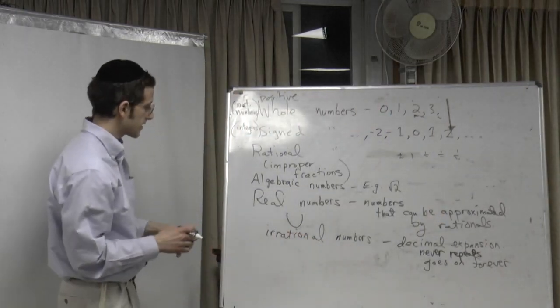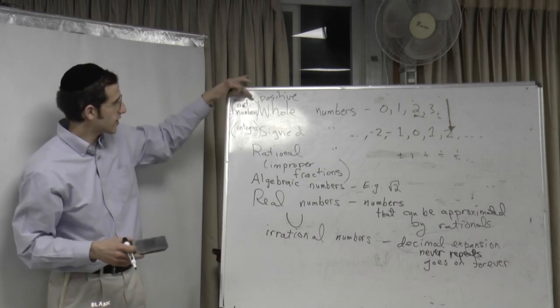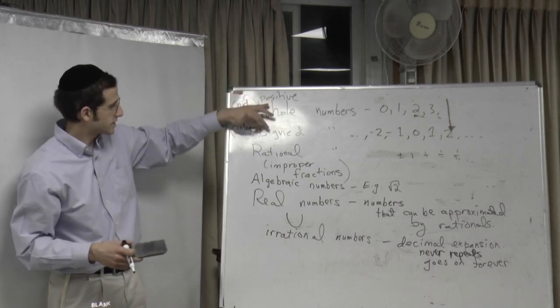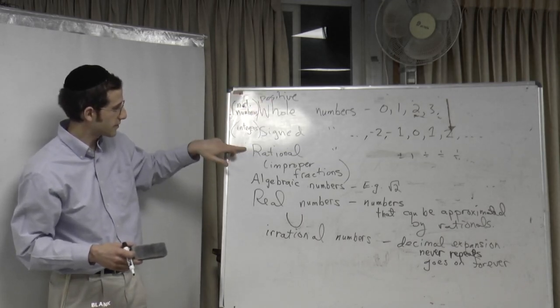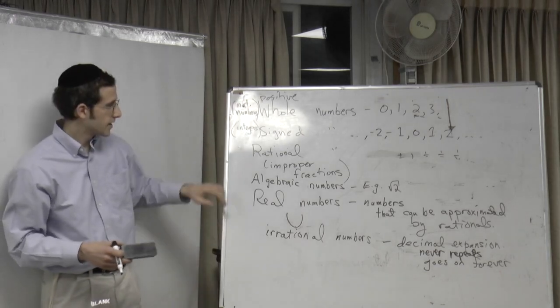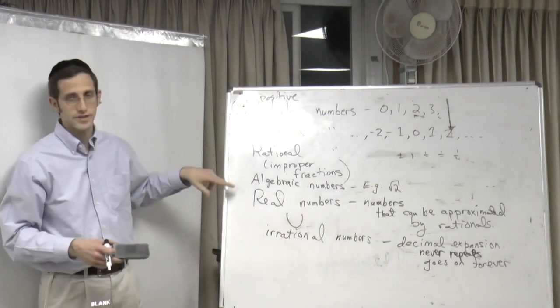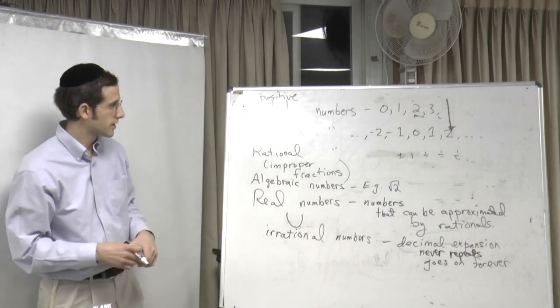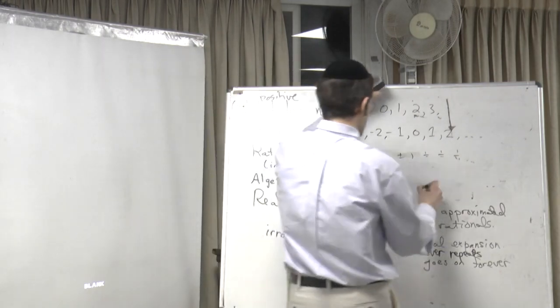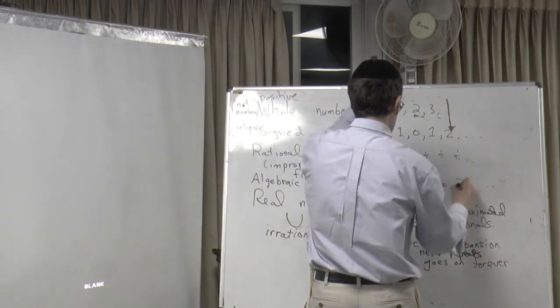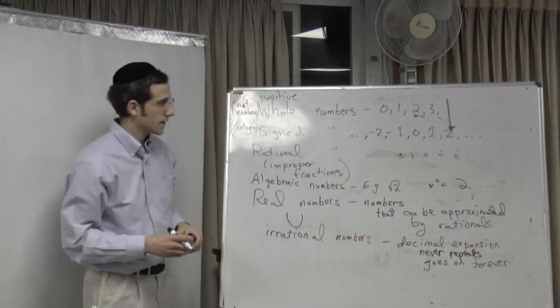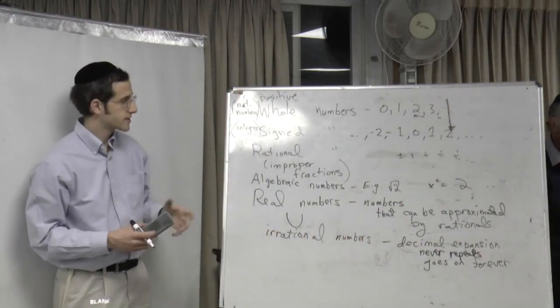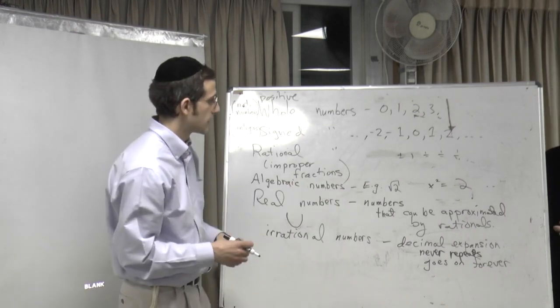Okay, and the idea is that it's pretty easy to talk about whole numbers or integers or rational numbers. You can always just write down such a thing. You can talk about algebraic numbers. You just say they satisfy some equation. So x squared is equal to 2. That will give you the square root of 2. That's an algebraic equation which is satisfied by the square root of 2.